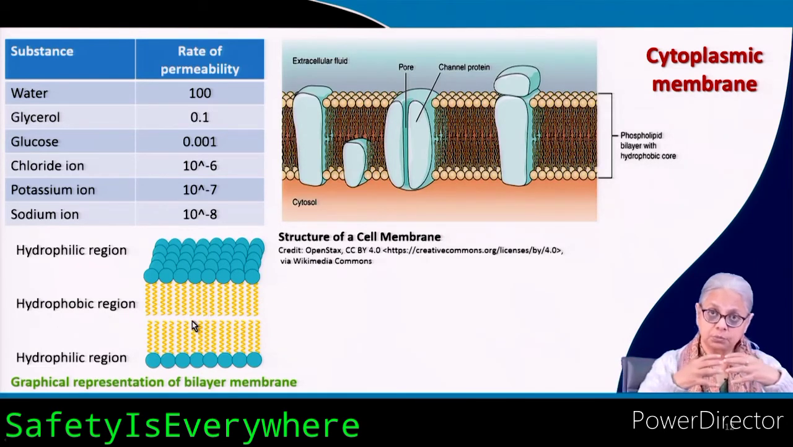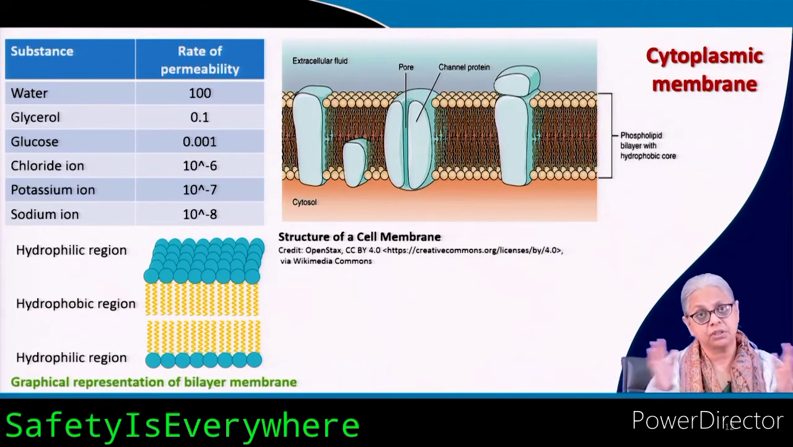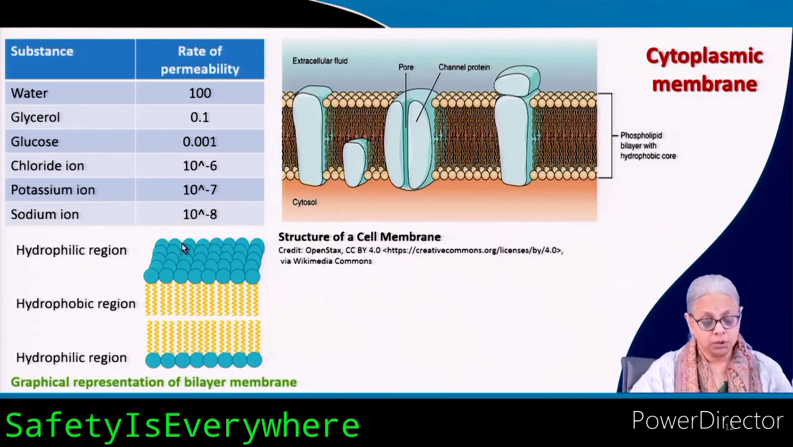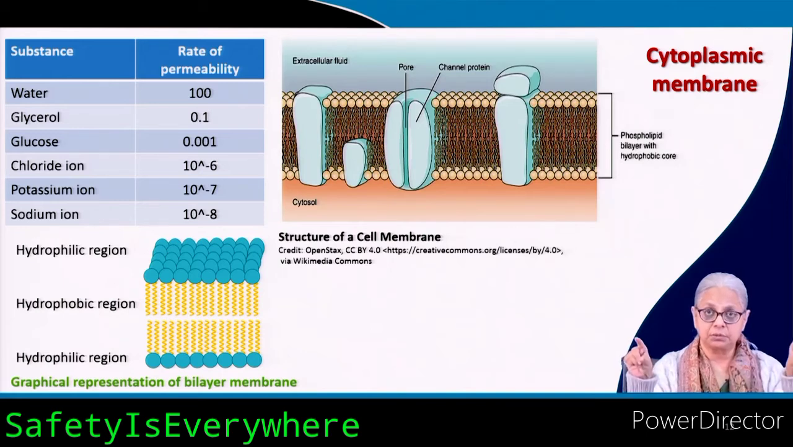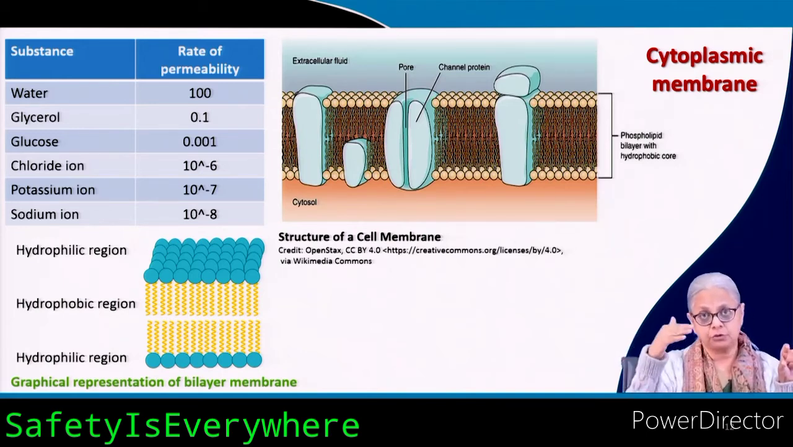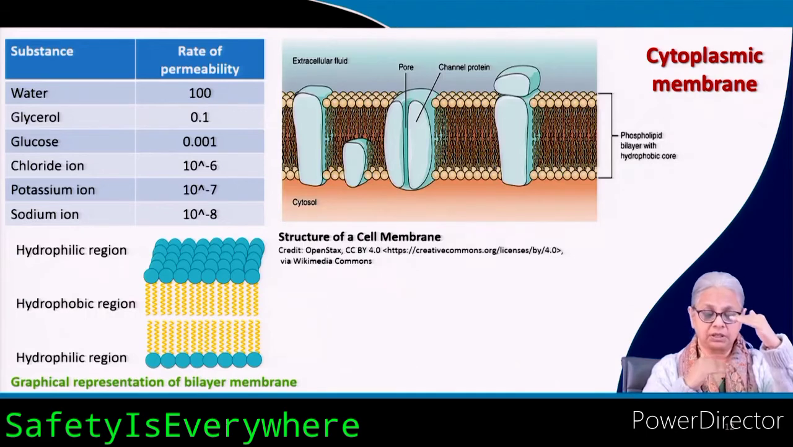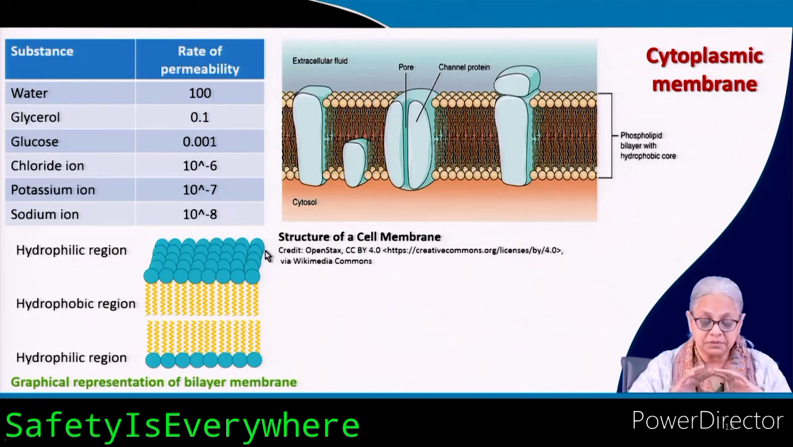So all the tails will cluster together and the heads will move towards the water. We are in an aquatic environment. So in an aquatic environment, all heads move towards water, all tails are in between. So you literally get this sandwich layer in the middle of the hydrophilic layers. So you have hydrophilic, hydrophobic, hydrophilic, and this entire layer is not bonded together.